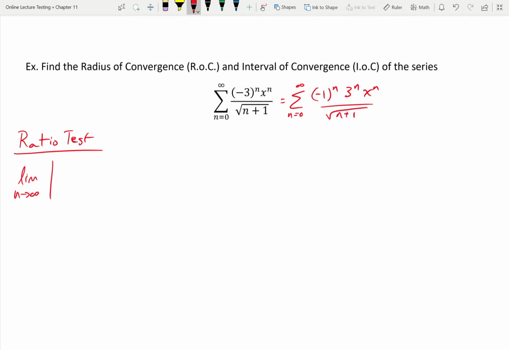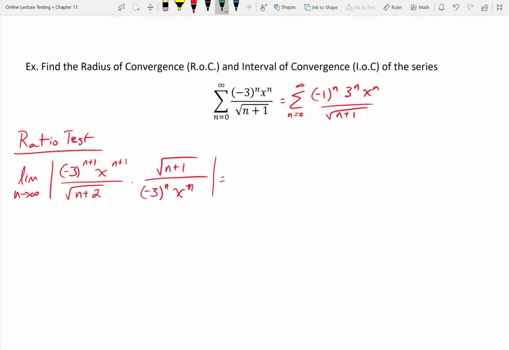All right, so we're going to have, and I'm going to show you what happens if you do leave it in there, so I'm going to do that first. So (-3)^(n+1) x^(n+1), all divided by the square root of n plus 2, because I add 1 to n, times the reciprocal of the square root of n plus 1, divided by (-3)^n x^n.